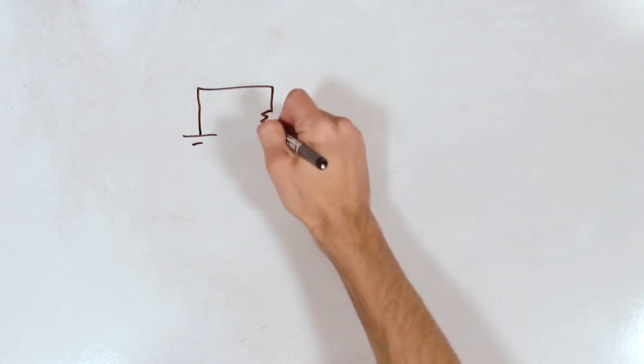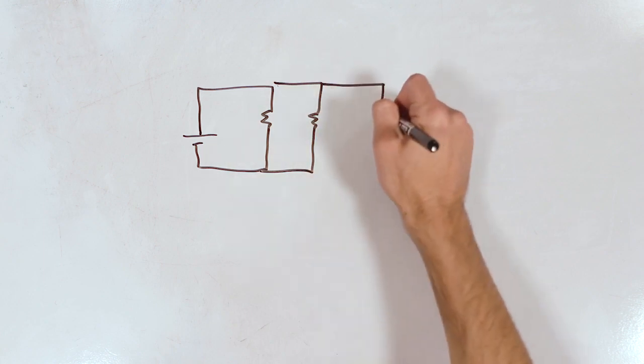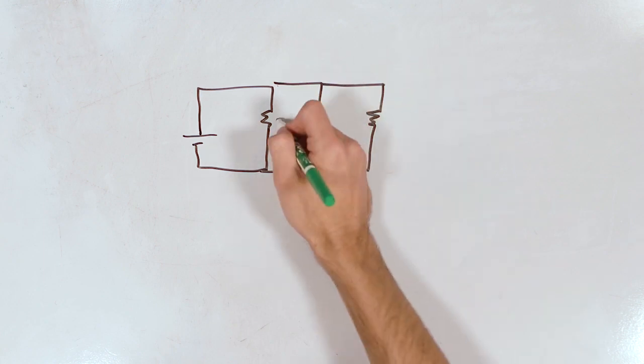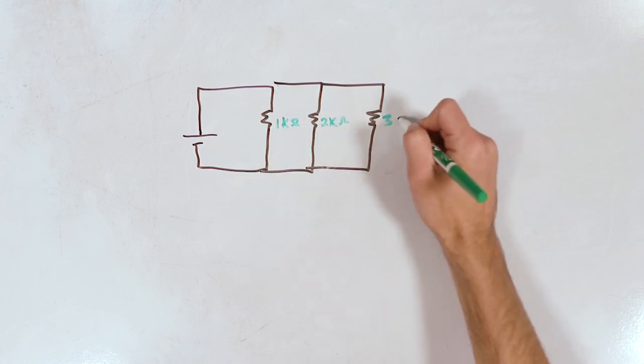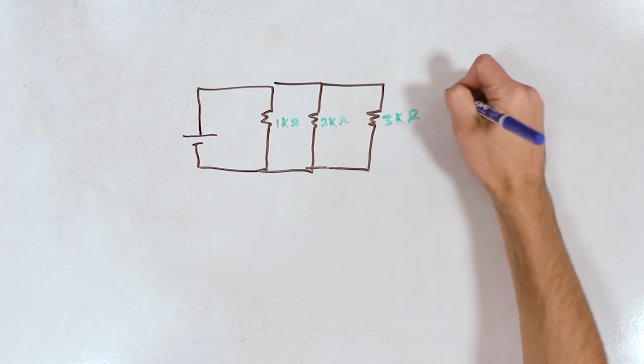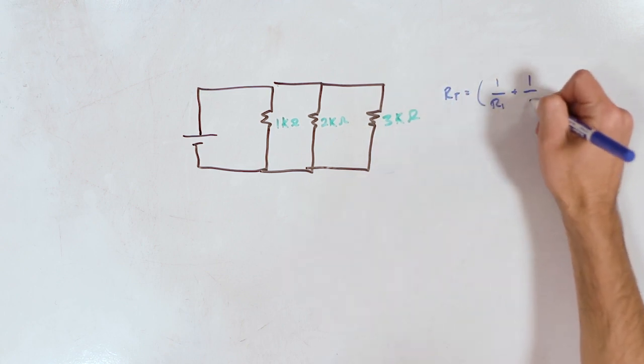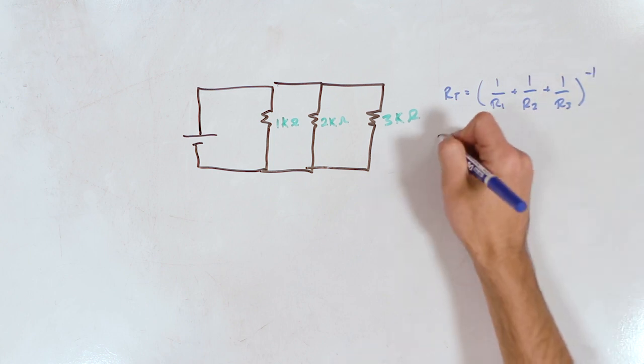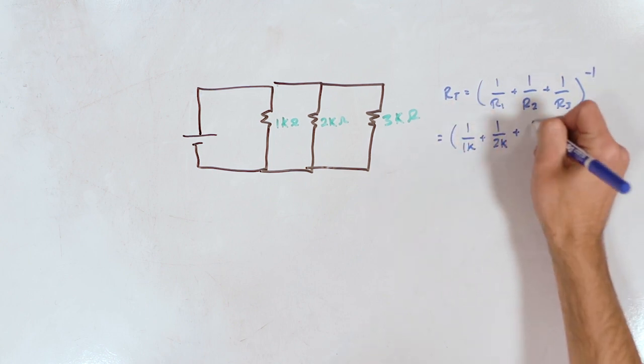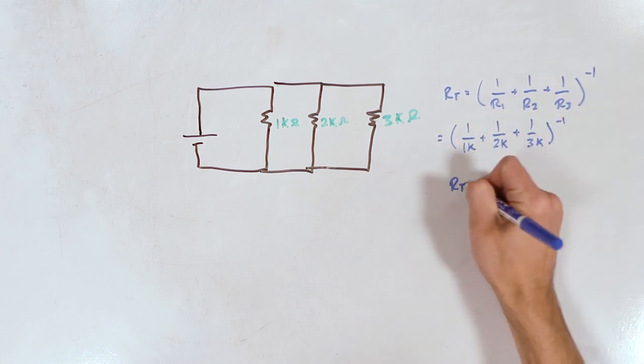However, if you put the same 3 resistors in parallel, you would calculate the total resistance as 1 over the sum of the inverse resistances. So you would add 1 over 1 kiloohm plus 1 over 2 kiloohms plus 1 over 3 kiloohms and take the inverse of that to get a total resistance of 545 ohms.